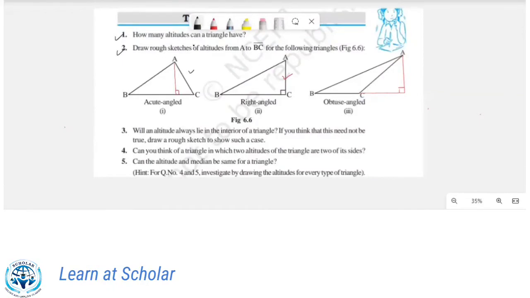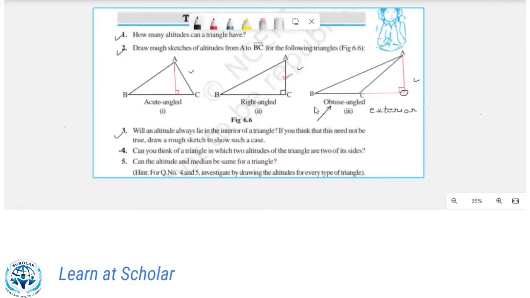So we have drawn the altitudes for all the three triangles, and in the third triangle, which is obtuse angled, the altitude is to the exterior. So this is the answer to the third one. Will an altitude always lie in the interior of a triangle? If you think that this need not be the case, you are right, and it is not true, as the altitude lies to the exterior of the triangle.